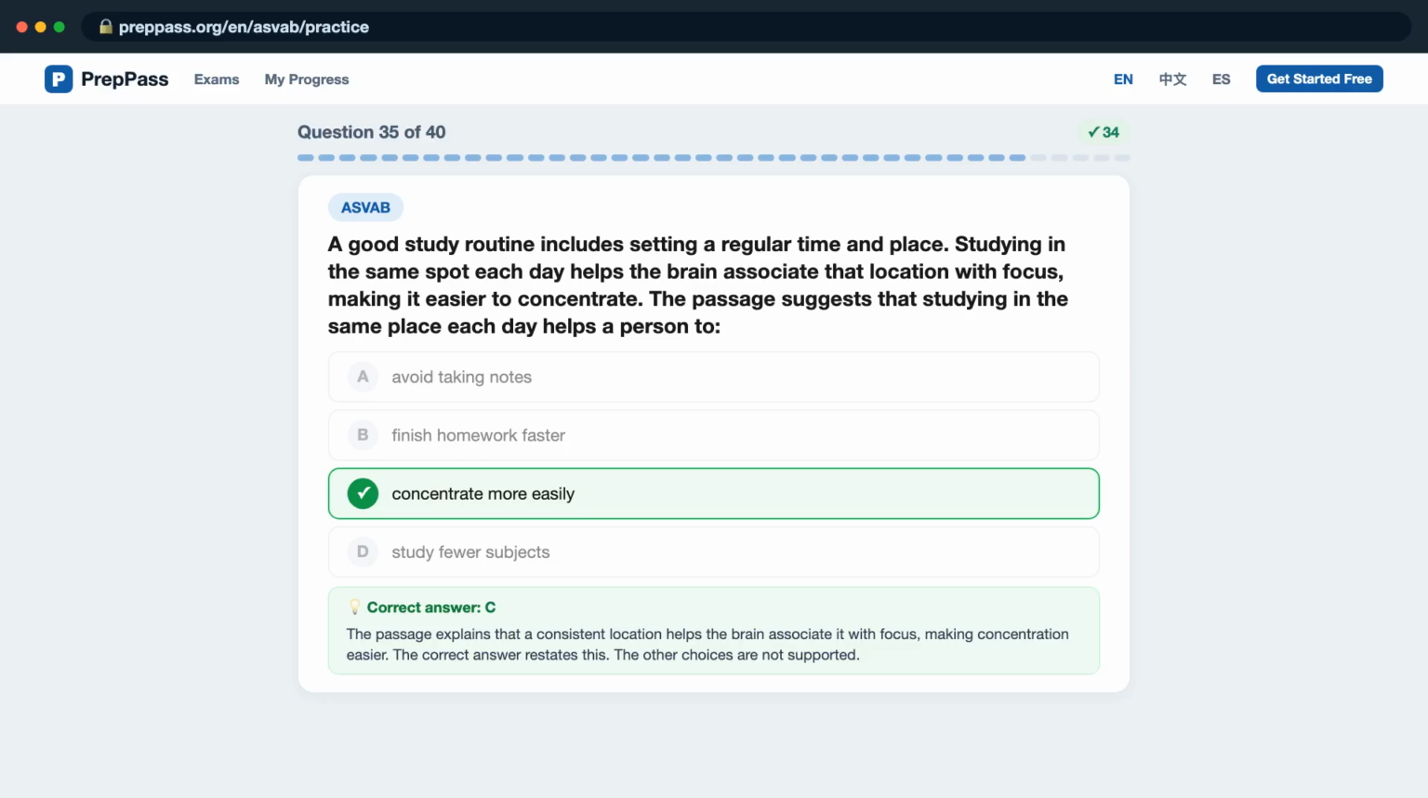The correct answer is C. The passage explains that a consistent location helps the brain associate it with focus, making concentration easier. The correct answer restates this. The other choices are not supported.